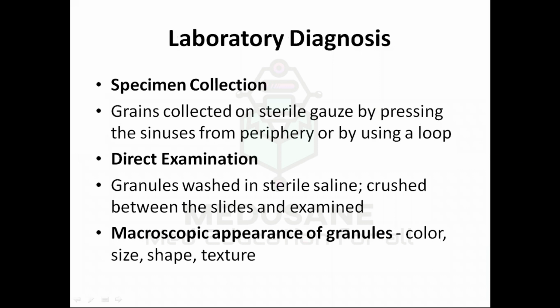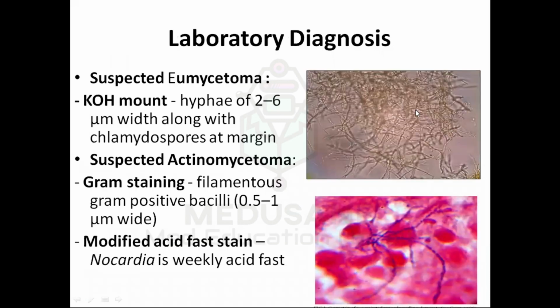Laboratory diagnosis of mycetoma is mainly by collecting these grains. We want to trace the grains between the slides and view them under the microscope. Macroscopic appearance, we want to look for the color, size, shape, and structure of the colonies. In microscopy, if you are suspecting mycetoma, we will put a KOH mount.